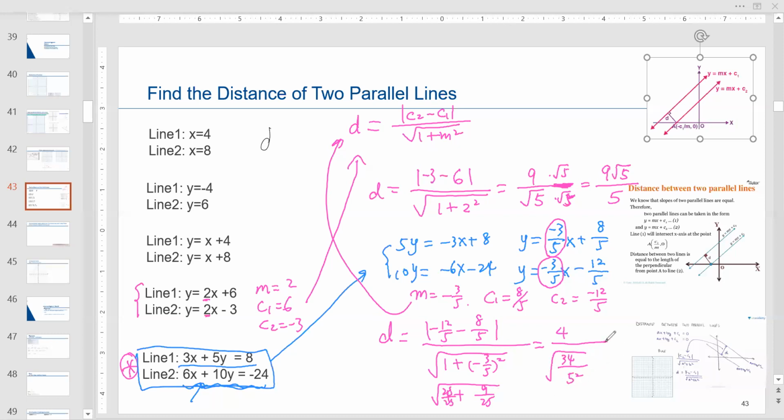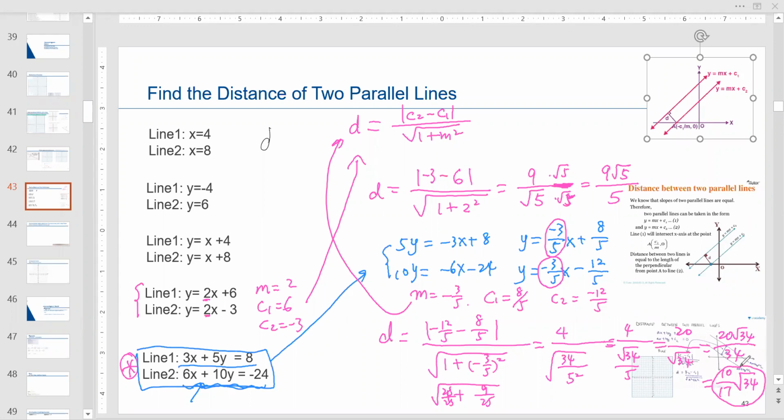So actually this part became 4 over square root 34 over 5, so it became 20 over square root 34. Continuing to change, it becomes 20 square root 34 over 34, and it becomes 10 over 17 square root 34. So this is the answer.